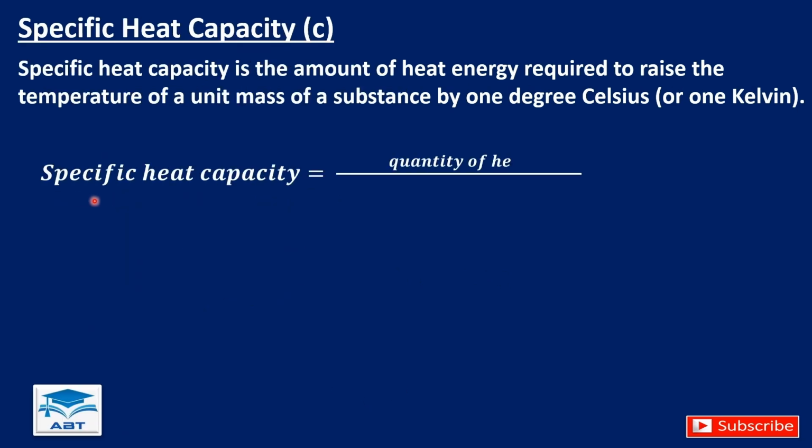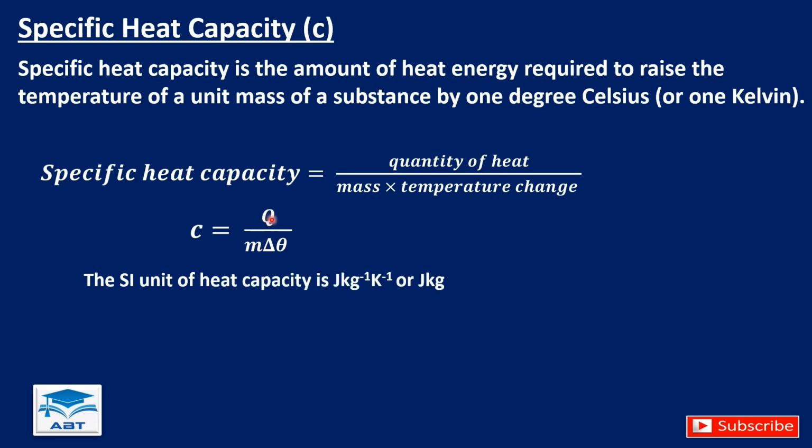Mathematically, specific heat capacity is equal to the quantity of heat over the mass times the temperature change. Specific heat capacity is denoted by C. Let's represent the quantity of heat with Q, and mass is M, and delta theta represents the temperature change.